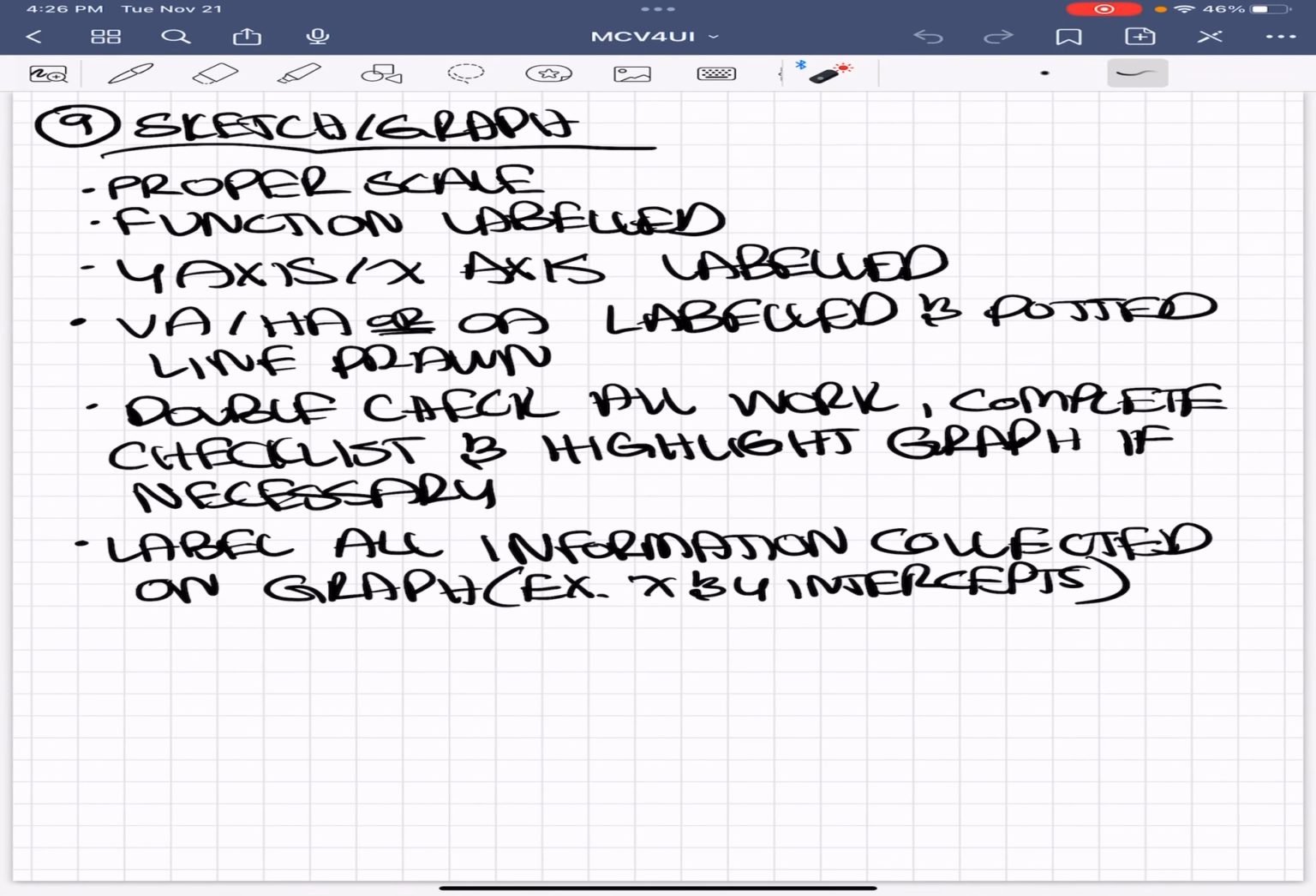Sketch your graph, proper scale, functions labeled, y-axis and x-axis labeled, VA and HA or VA and OA labeled and dotted line drawn. Double check all work, complete checklist, highlight the graph if necessary. Label all information collected on the graphs, example x-intercept and y-intercepts.